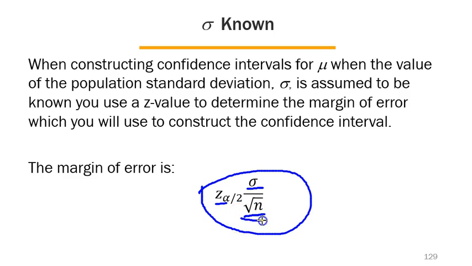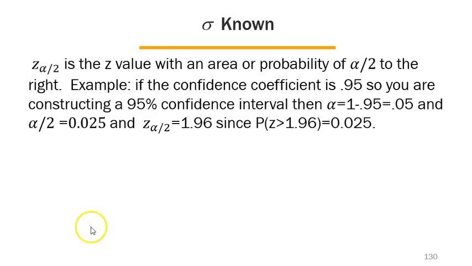This term here may look familiar. It's what was called the standard error. So that may look familiar to you. So that z-value is the z-value with an area or probability of half of alpha. Again, that alpha was the significance level so that half of alpha to the right.